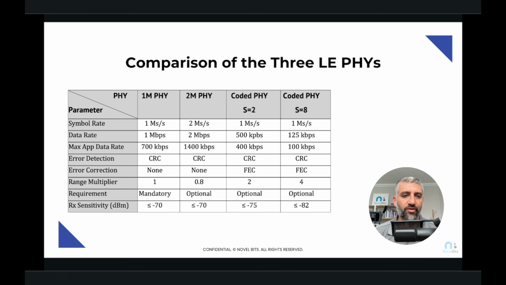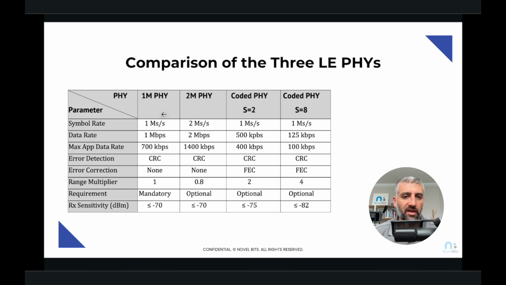Now, if we take a step even further down into the radio layer, we commonly define what's called the PHY, or the physical layer. In this case, it's really talking about the modulation scheme, the configuration for the radio, and the data rate that is used by the radio to send data over the air. So we have different PHYs in Bluetooth Low Energy. We have the 1 meg PHY, which is the standard PHY.